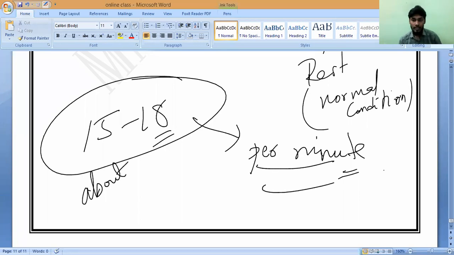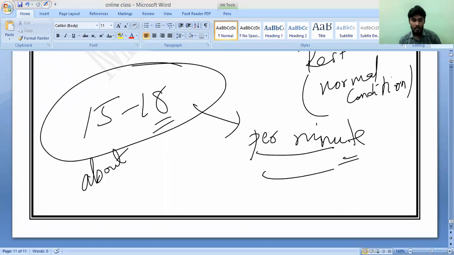Now, let us discuss this a little bit in detail, then we can end this session. As we know, the breathing rate increases with increasing physical activity. Now, you are listening to the class, so your breathing rate is 15 to 18 times. Suppose you run, or you are lifting a heavy load, then your breathing may go to 30 times, or it will vary.